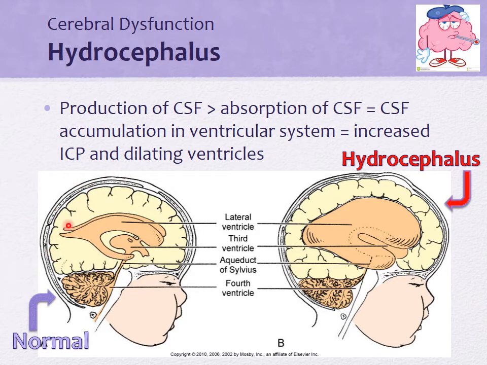So just looking here, you can see that this baby on the left has normal production and absorption of CSF. There's no accumulation of CSF here in the ventricles, so their ICPs and everything is fine. On the right-hand side, you can see that this is hydrocephalus. The body's not able to absorb the CSF, so it's just sitting here in the ventricles. It gets larger and puts pressure on the brain, dilates the ventricles, which is going to increase your ICPs.